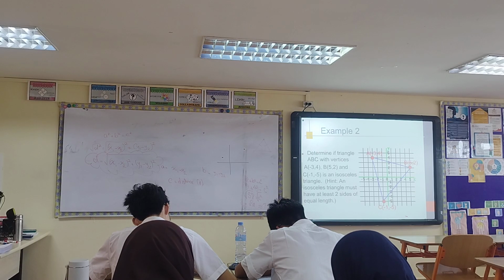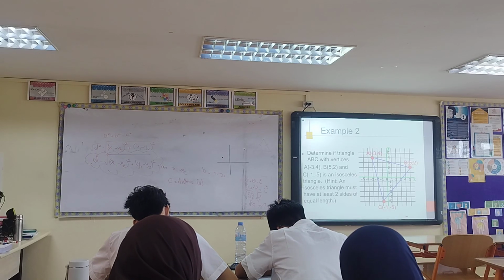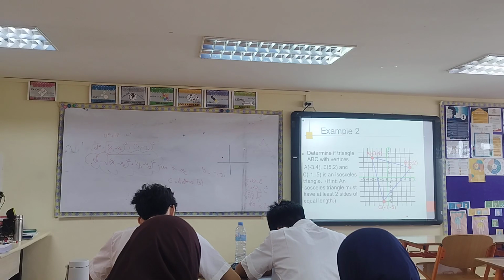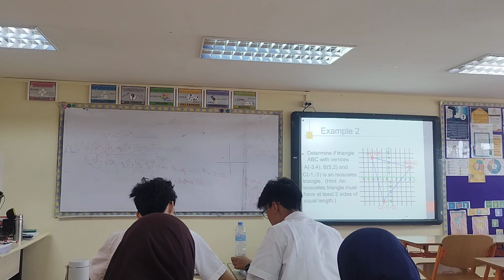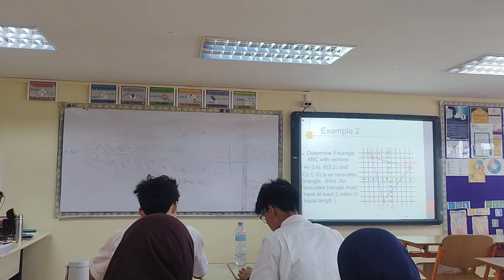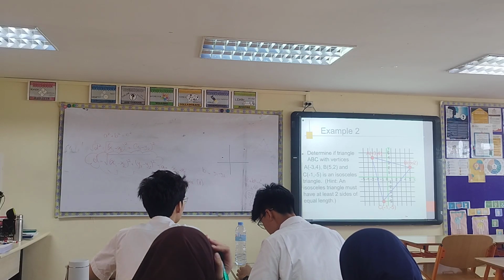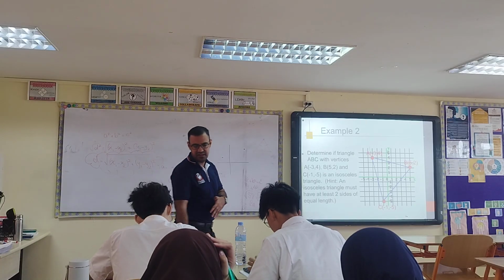So I need to find which two sides are equal, right? So I need to find if the two distances are equal. For example, I'll start with A and C, see how much the distance is. Then I'll check B and C, for example. And then I'll see are they equal or not. If they're equal, then those two sides are equal, and then it's isosceles.